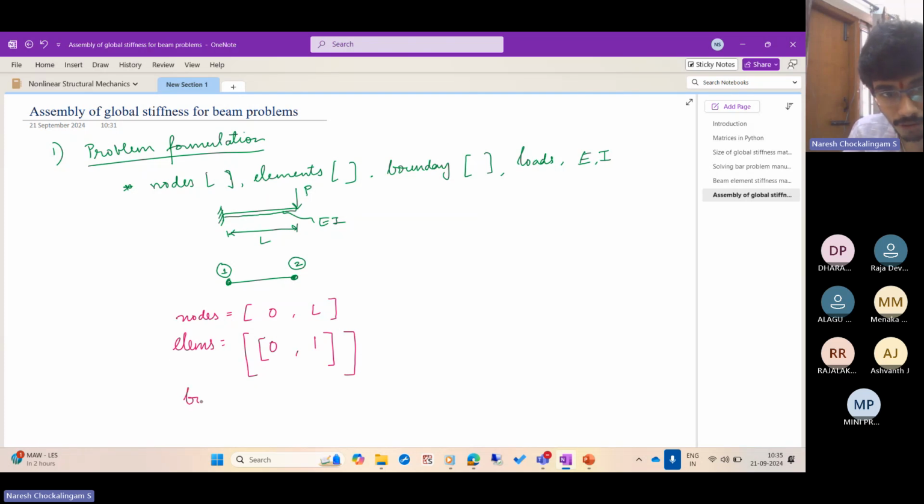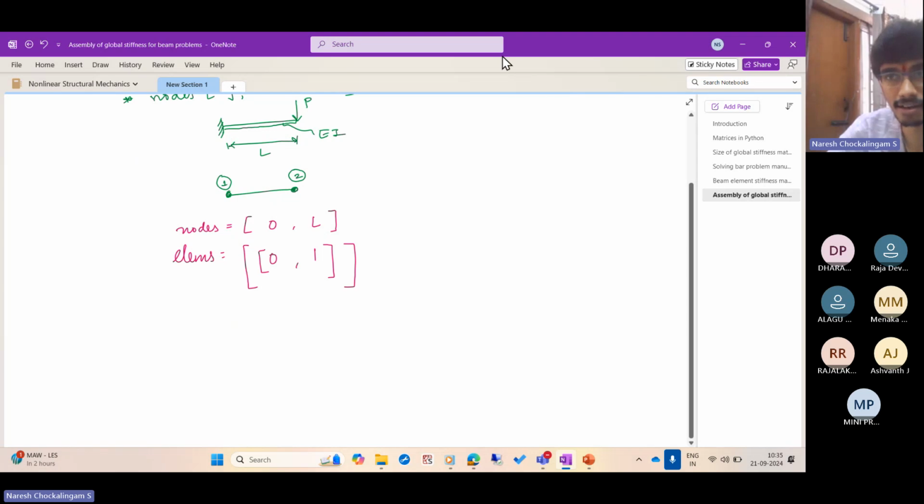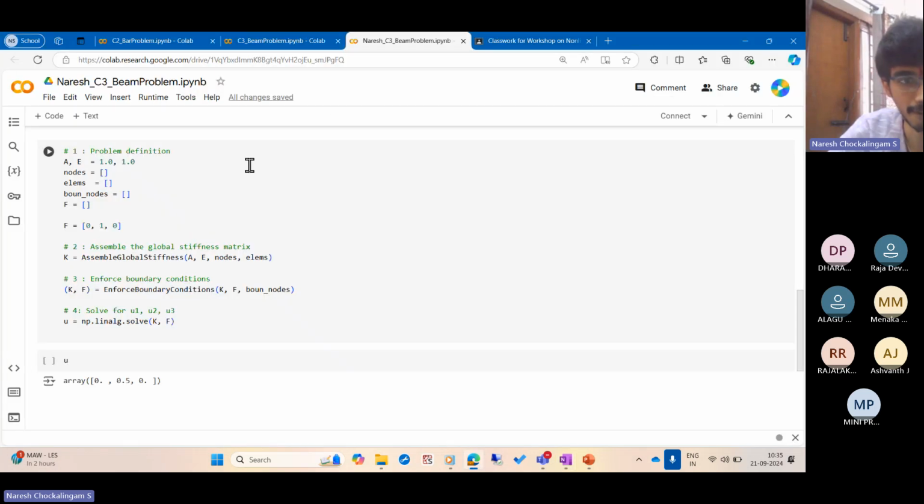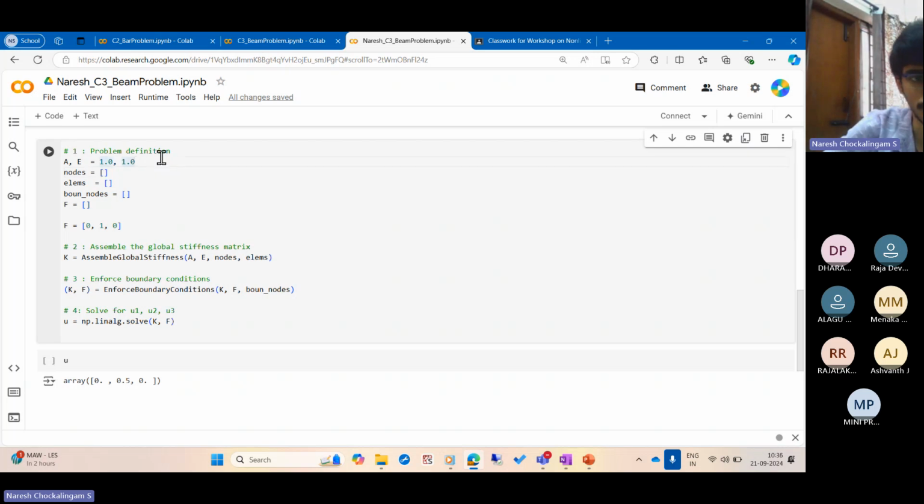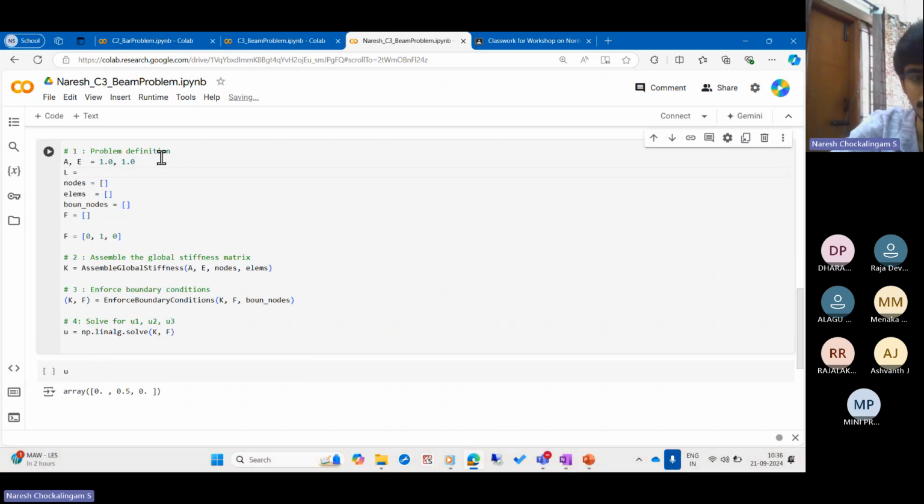Next, what do we need? Boundary conditions. Where are the boundary conditions applied? 0. Okay, but we'll come to the boundary conditions a little later. Nodes and elements are fine. Boundary conditions will come a little later, because at every node you can have two kinds of boundary conditions, right? So let us specify the nodes first. The nodes are 0 and L. So let me put L as 1.